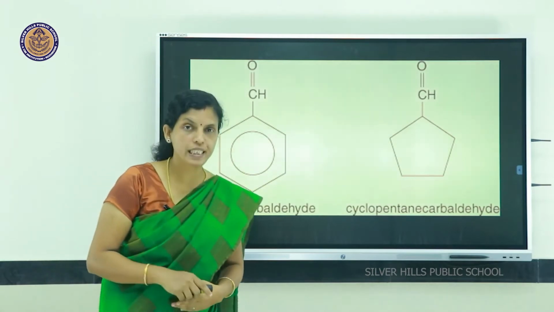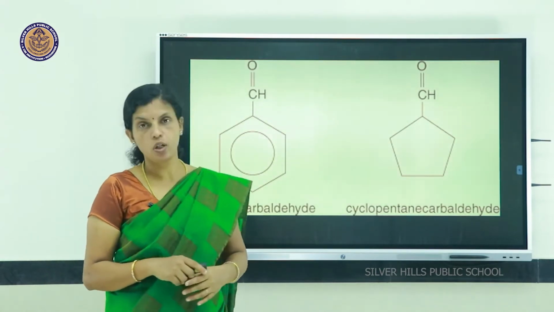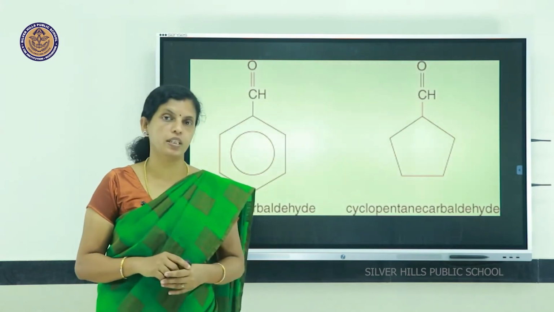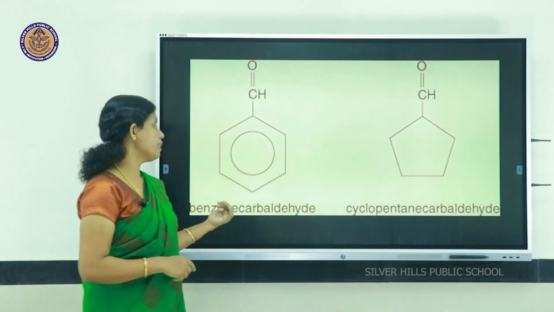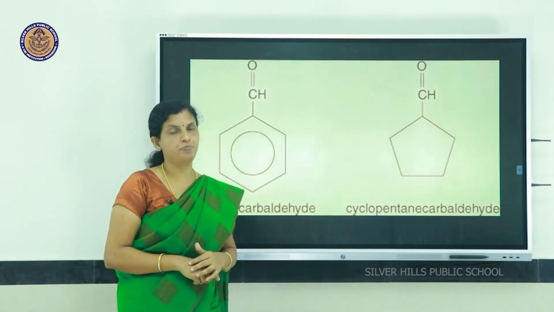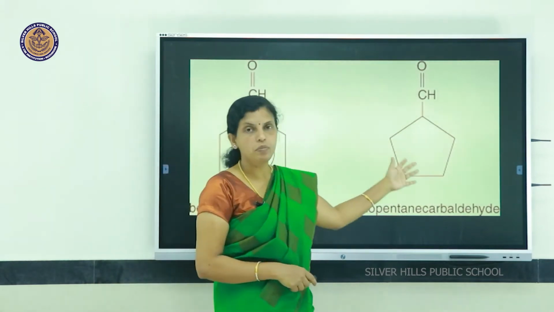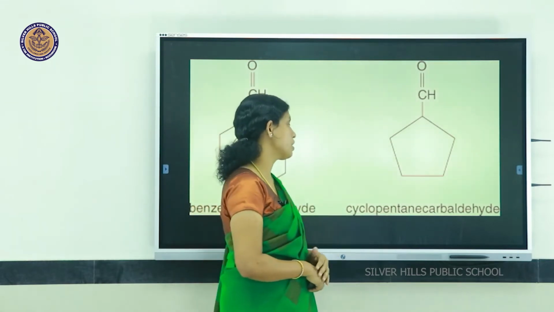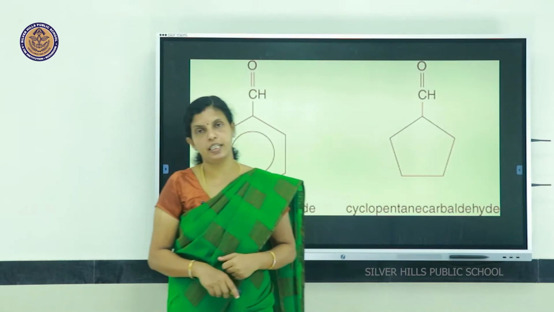Now, let us consider aromatic aldehyde, a benzene ring with the CHO group. It is called benzaldehyde. Benzaldehyde is a common name. Even though it is a common name, it is recommended by IUPAC, and it is also called benzenecarbaldehyde. And this is a 5-membered ring with a CHO group, and the name of this compound is cyclopentanecarbaldehyde.